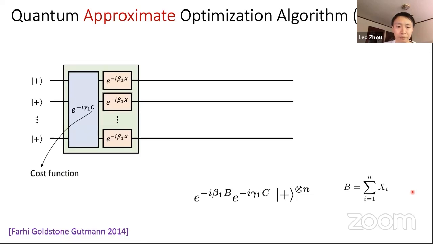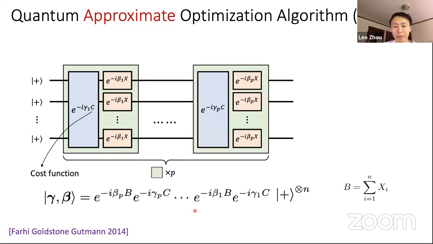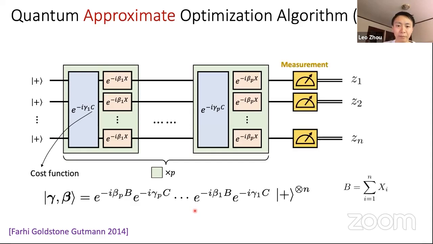And you evolve them with two unitaries. The first one is just the evolution under the cost function in the z basis. The other one is this B Hamiltonian, which is a sum of sigma x's, so this just corresponds to a single qubit rotation in the x direction. You repeat this for p layers, and you measure in the end in the z basis, and you will get a bit string. Hopefully, with good parameters gamma and beta, you can maximize the cost function that this bit string will give you.